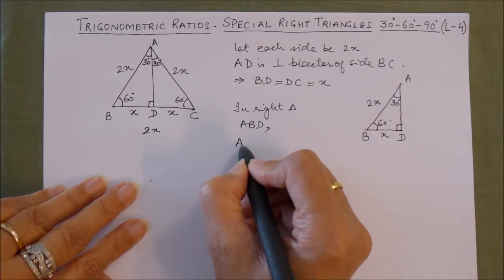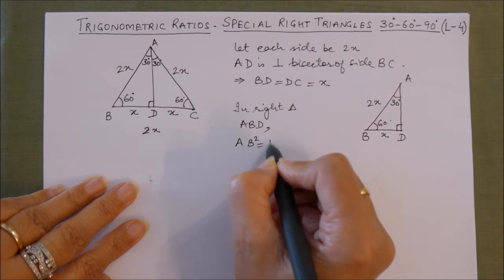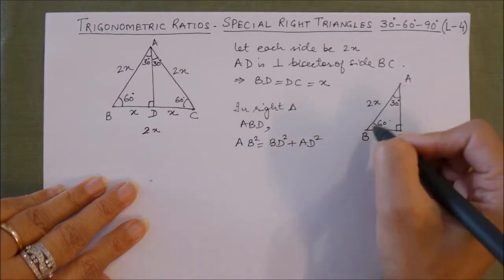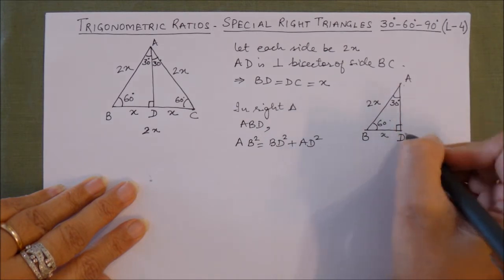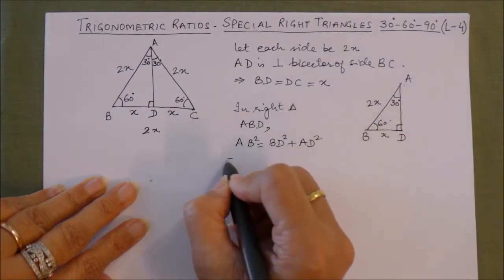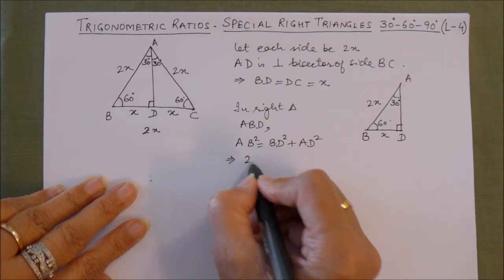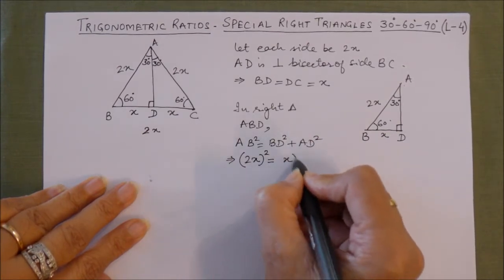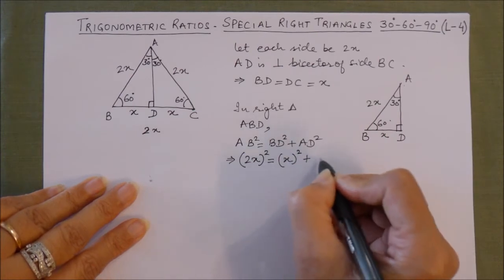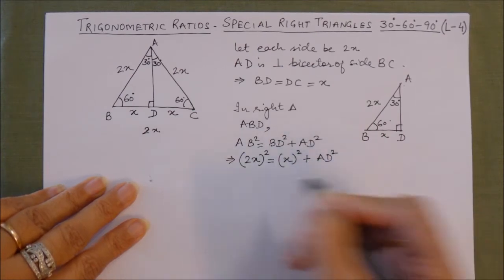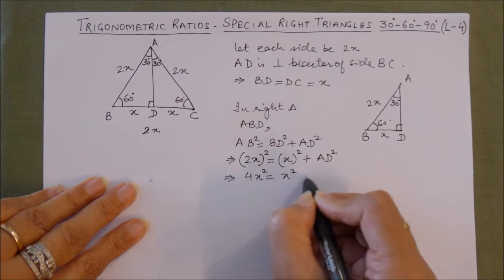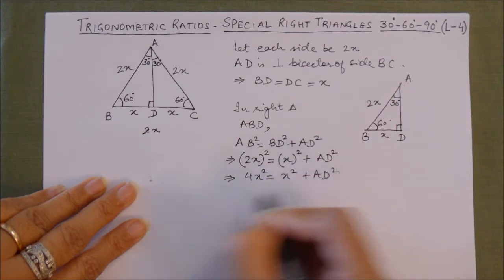Using Pythagoras theorem, we can write AB square is equals to BD square plus AD square. So hypotenuse square is equals to sum of the squares of other two sides. AB, as per assumption, is 2x, so it will be 2x square. BD is x, so it is x square. AD we are supposed to find out, so we keep it as it is. So this one is 4x square is equals to x square plus AD square.